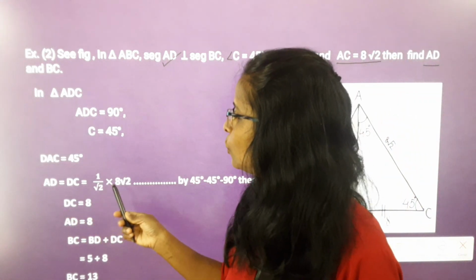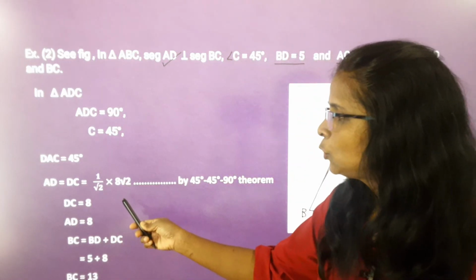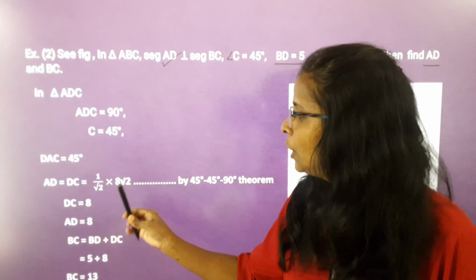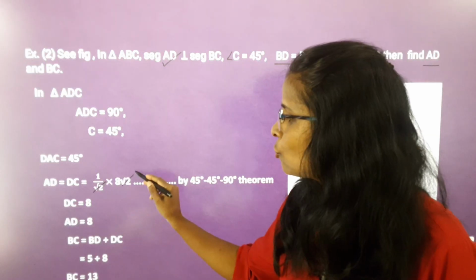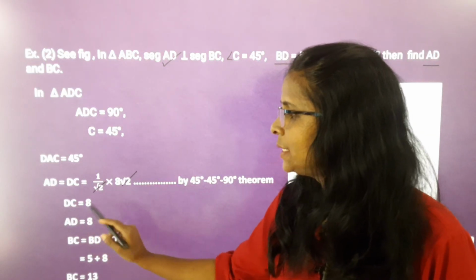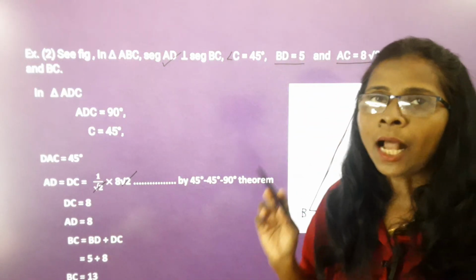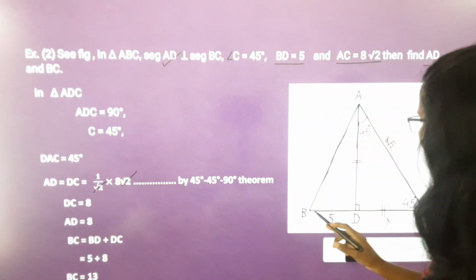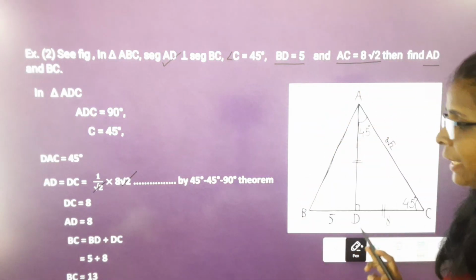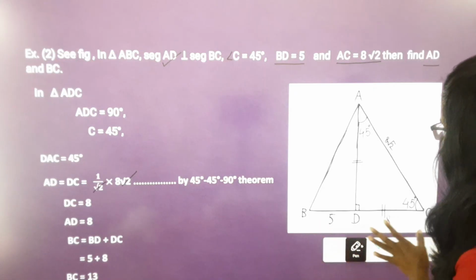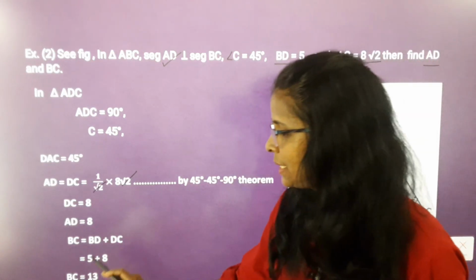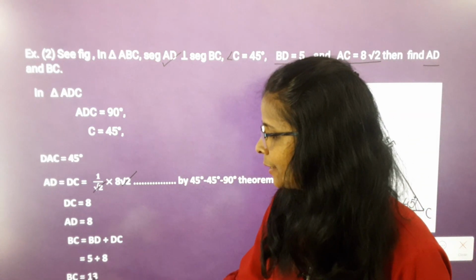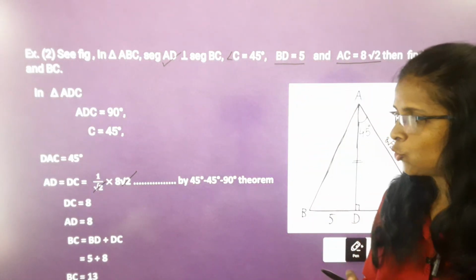So here sides AD and DC are equal, and so side AD is equal to DC is equal to 1 upon root 2 multiplied by 8 root 2, which is equal to 8. Okay, so here AD is equal to 8, DC is equal to 8, and now we have to find out the BC. So BD plus DC is equal to BC, which is equal to 5 plus 8, which is equal to 13, students.